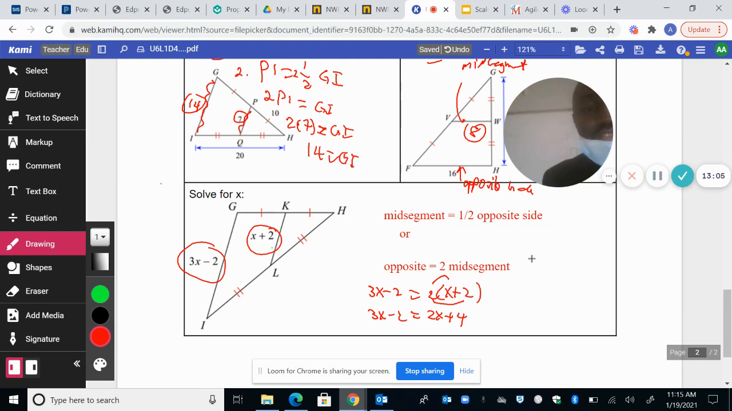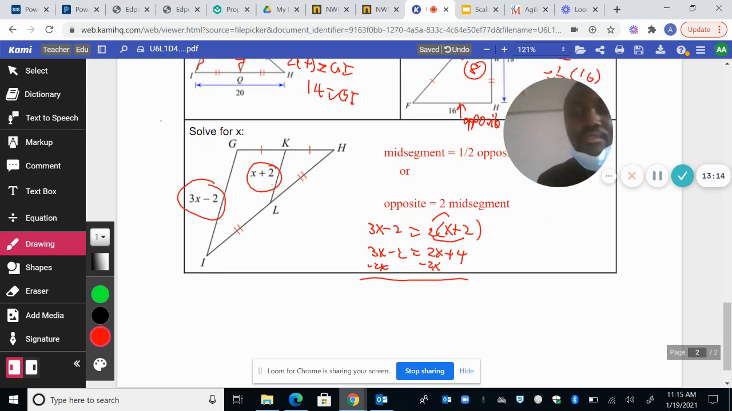Since 2x is smaller than 3x, we're going to take 2x away from both sides. 3x minus 2x is x, and we keep our negative 2. On the other side, 2x minus 2x is 0, so we are left with 4. To get rid of negative 2, we have to add 2 on both sides. Negative 2 plus 2 is 0, so x is kept there. 4 plus 2 is 6.